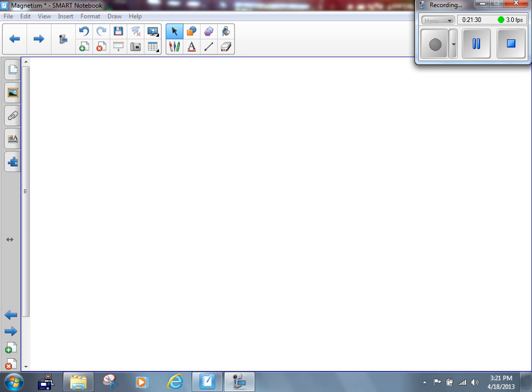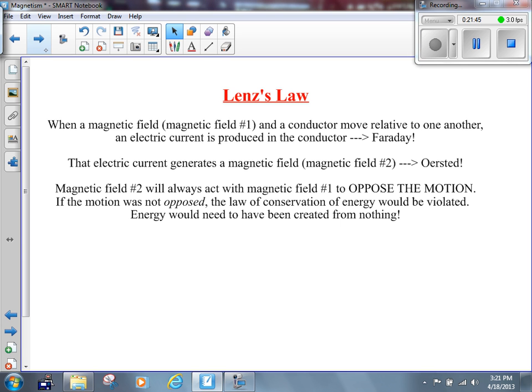So if there's a force between these two magnetic fields, the one that was made by the electric current and the one that was already there, it's got to be an opposing force, not an attracting force. It's got to oppose the motion as opposed to helping the motion. When a magnetic field, we'll call it magnetic field number 1, and a conductor move relative to one another, doesn't matter whether it's the magnet or the copper tube, we're going to get a current produced in the conductor. That's Faraday. That's what we learned earlier today. Now there's an electric current there that generates a magnetic field. We'll call that magnetic field number 2. That's Ørsted. We learned that near the beginning of this unit.